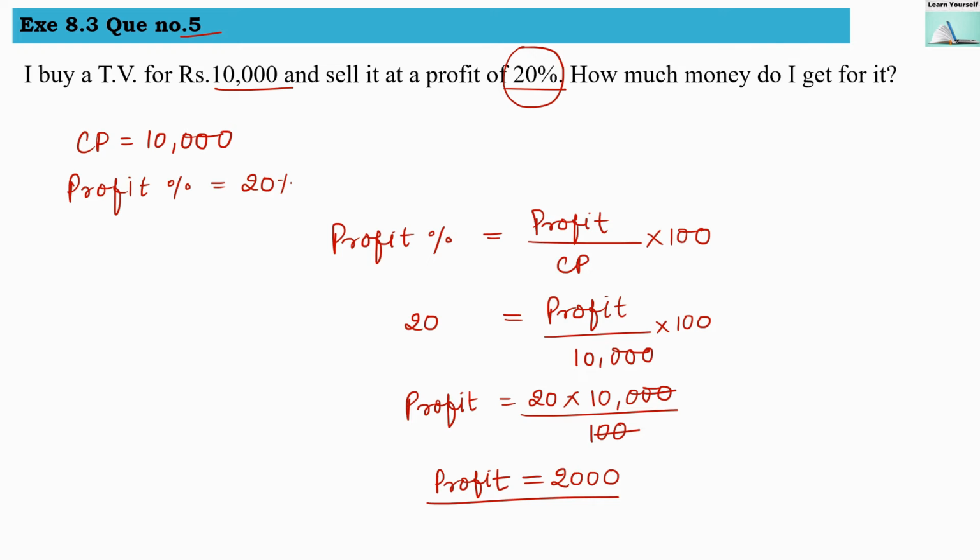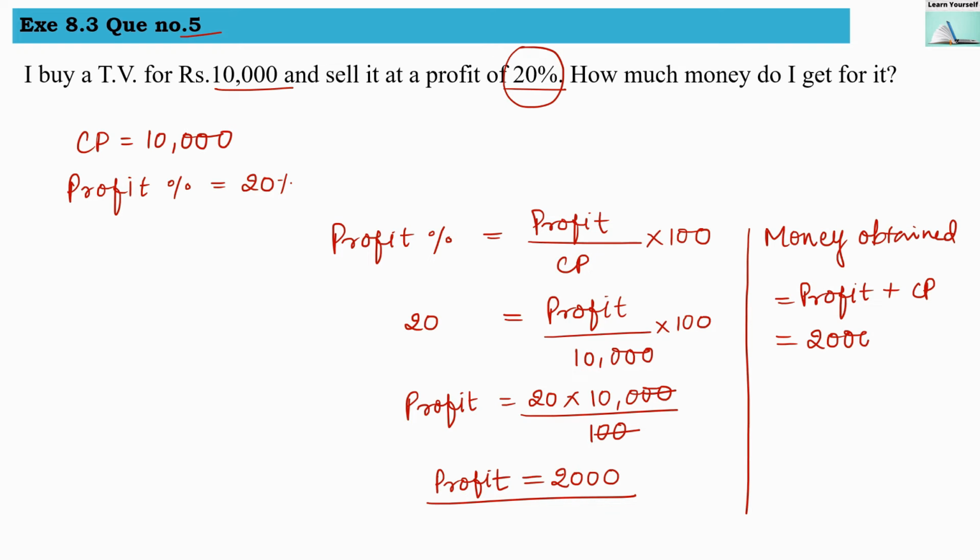And the total money we will get from this selling will be profit plus cost price. Money obtained from this selling will be profit plus cost price. So profit is 2,000 and cost price is 10,000. So a total of 12,000 we will get out of this.